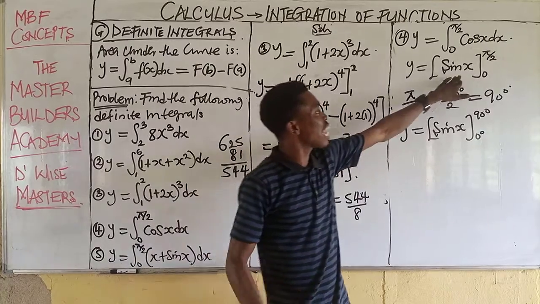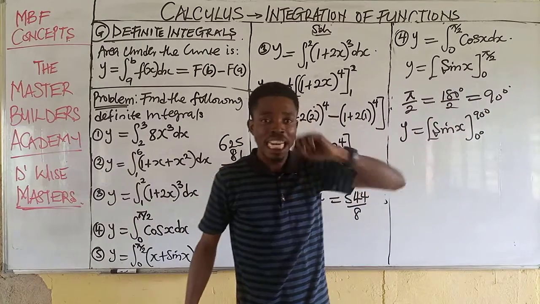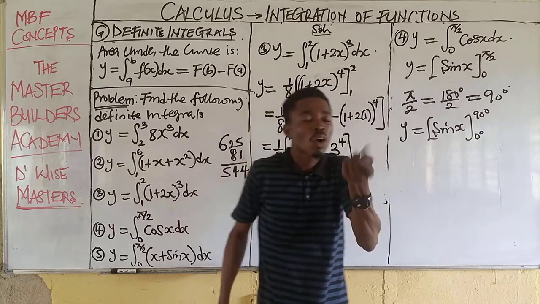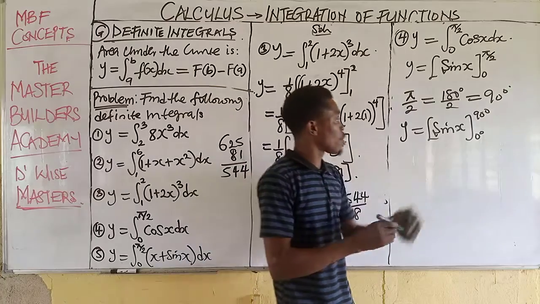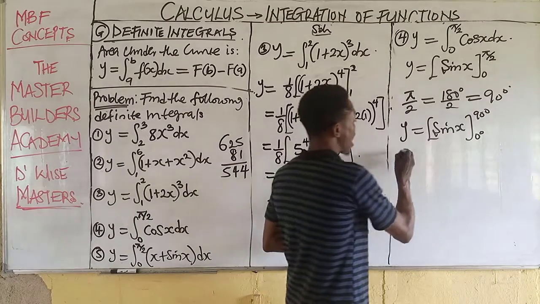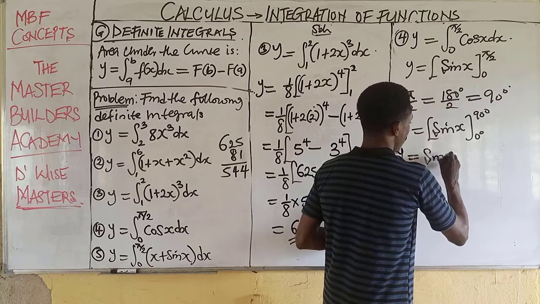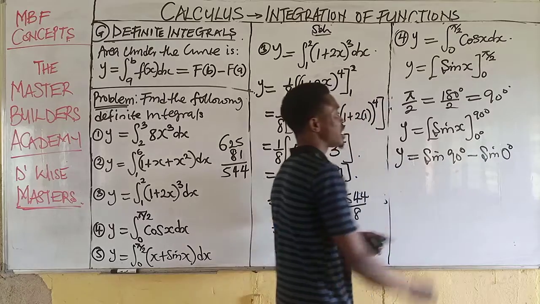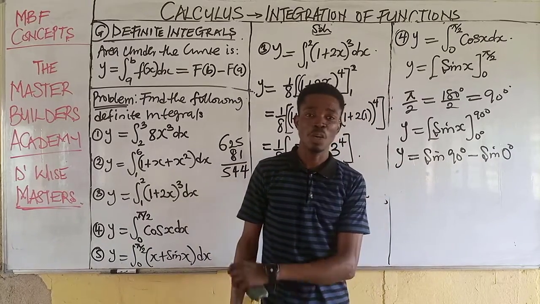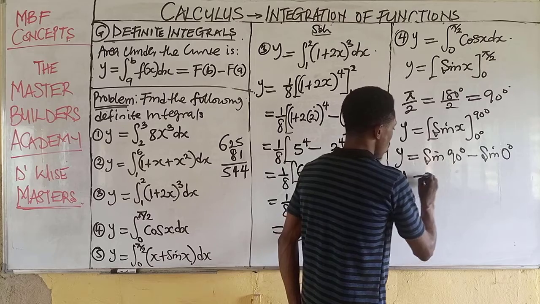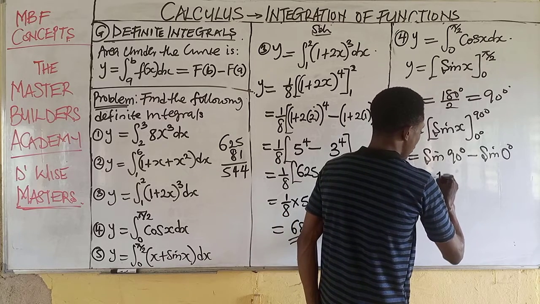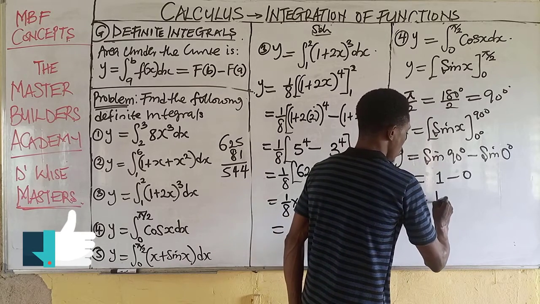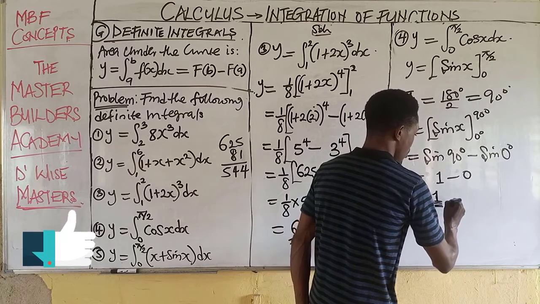So understand that anytime you are substituting for a trig identity and you are replacing the angle, you need to convert this angle to angle in degrees. Now that we have converted the angle to degrees, we have y is equal to sine 90 degrees minus sine 0. First we put in the upper limit, then we put in the lower limit. Sine 90 degrees is 1 and sine 0 is 0. So when we remove 0 from 1, the definite integral answer to this is 1.